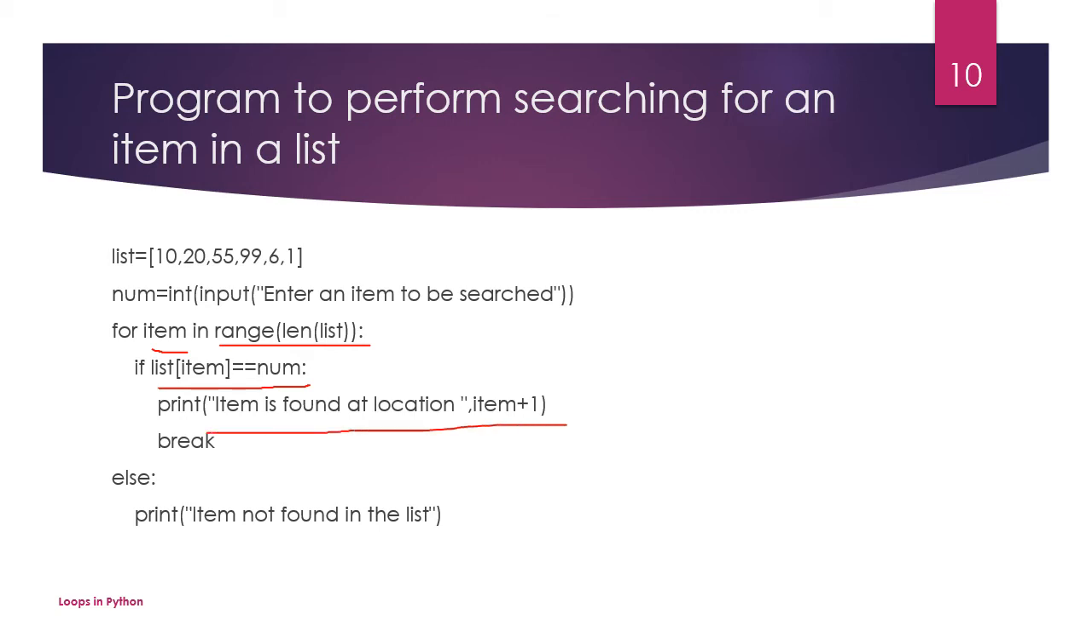We can print item is found at the location i plus 1. Why am I using i plus 1 here? The first item will be in the index location 0. Second item will be in the index location 1. So the location of the item will always be index location plus 1.